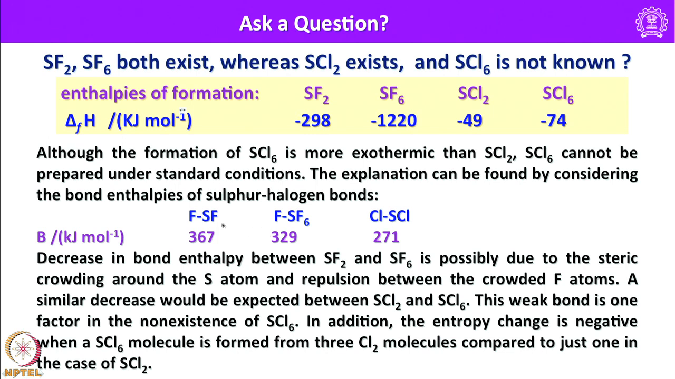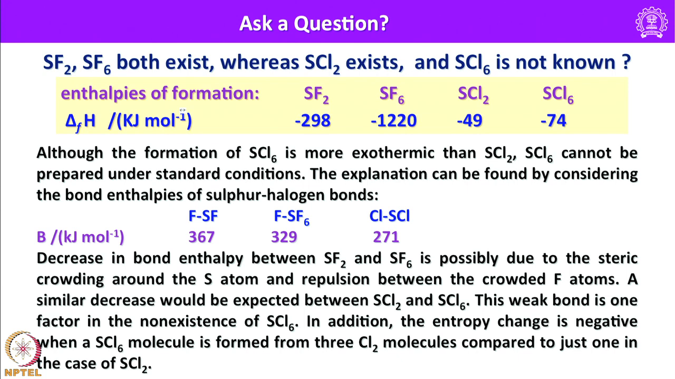The bond enthalpy in case of SF2 is 367 kilojoules per mole and bond enthalpy in case of SF6 is very less, that is 329 kilojoules per mole, and in case of SCl2 it is 271 kilojoules per mole. That means, how to explain the decrease in the bond enthalpy between SF2 and SF6? Of course, one can explain using the steric crowding of 6 fluorine atoms which are loaded with 8 electrons each, which generates enormous repulsion between the crowded F atoms.